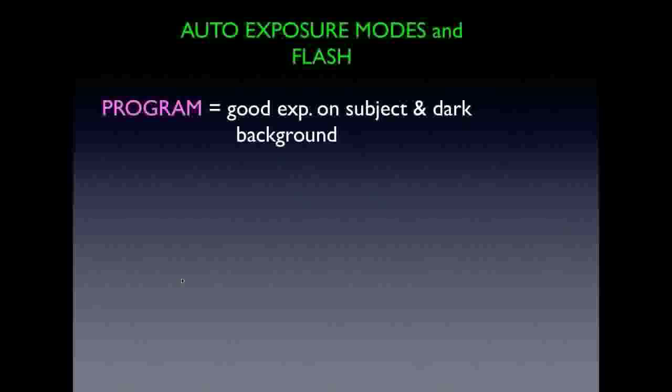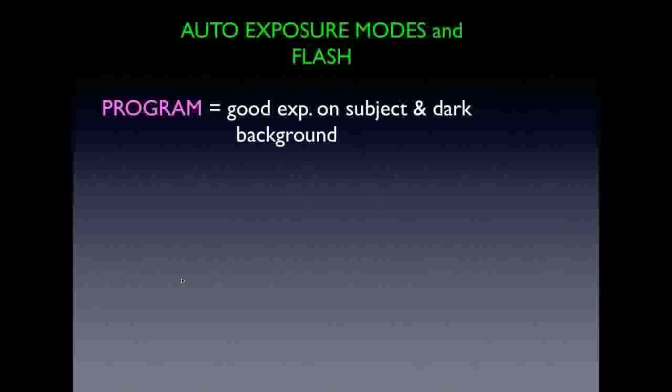With program, if you use program and ETTL on the flash, remember the automatic exposure mode on the flash, you get a good exposure in the subject, but you get a dark background. I'm sure you've seen that a million times in your pictures. This is true especially indoors or at twilight or at night when the background is darker than the subject. You use your flash and the person or the animal or whatever you're shooting is exposed correctly, but the background goes dark. That's what happens when you use program mode on the camera.